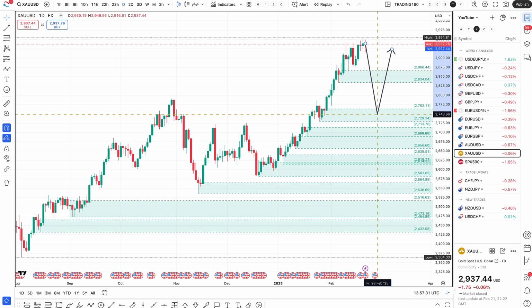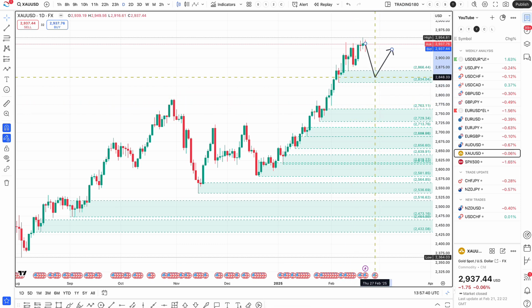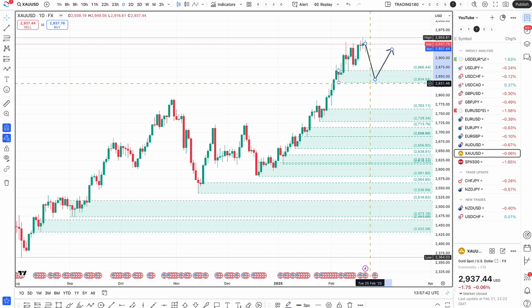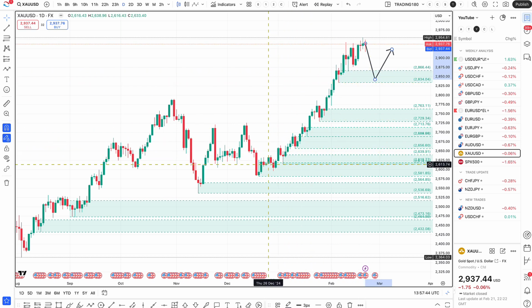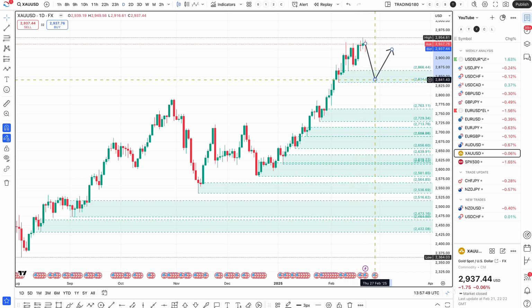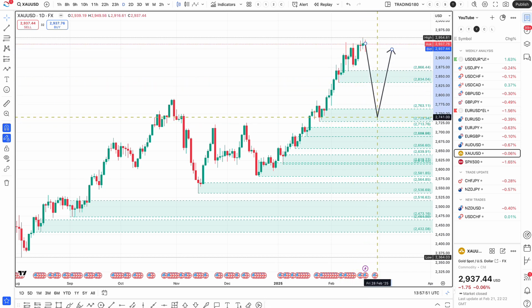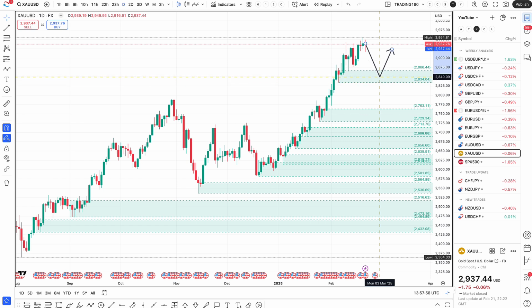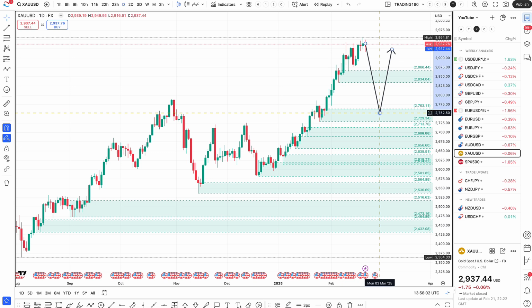Or maybe if it comes down to the 2,750s, then looking for a potential buy trade around there. So the path of least resistance should still be to the upside. I am cautious though, because the higher prices go without a pullback or a deeper pullback, when you get that kind of correction, the deeper it tends to be. So I'd be wary about buying gold around this area here. Probably more about the 2,752 area.